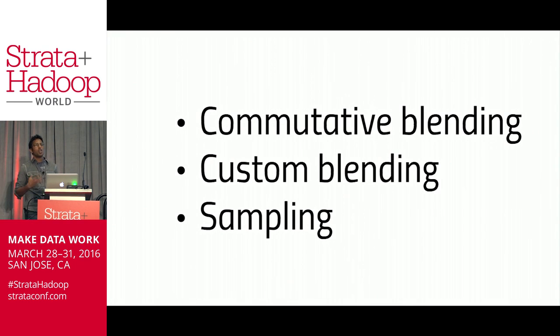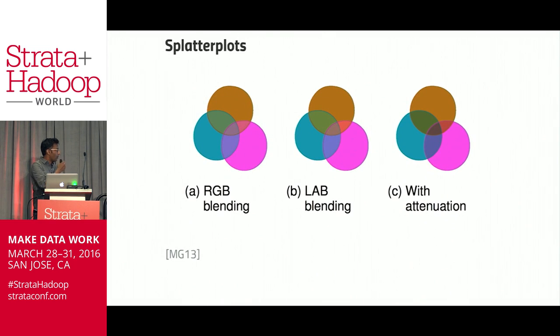So one is use a commutative blending function. Okay? So additive blending, for instance, is commutative, and rendering order doesn't matter. That can give you some perceptually funky results, though. The other alternatives are to use a custom blending method or proper sampling, which is what we saw in the third and bottom invariant diagram. And I want to talk about these things in a little bit more detail.